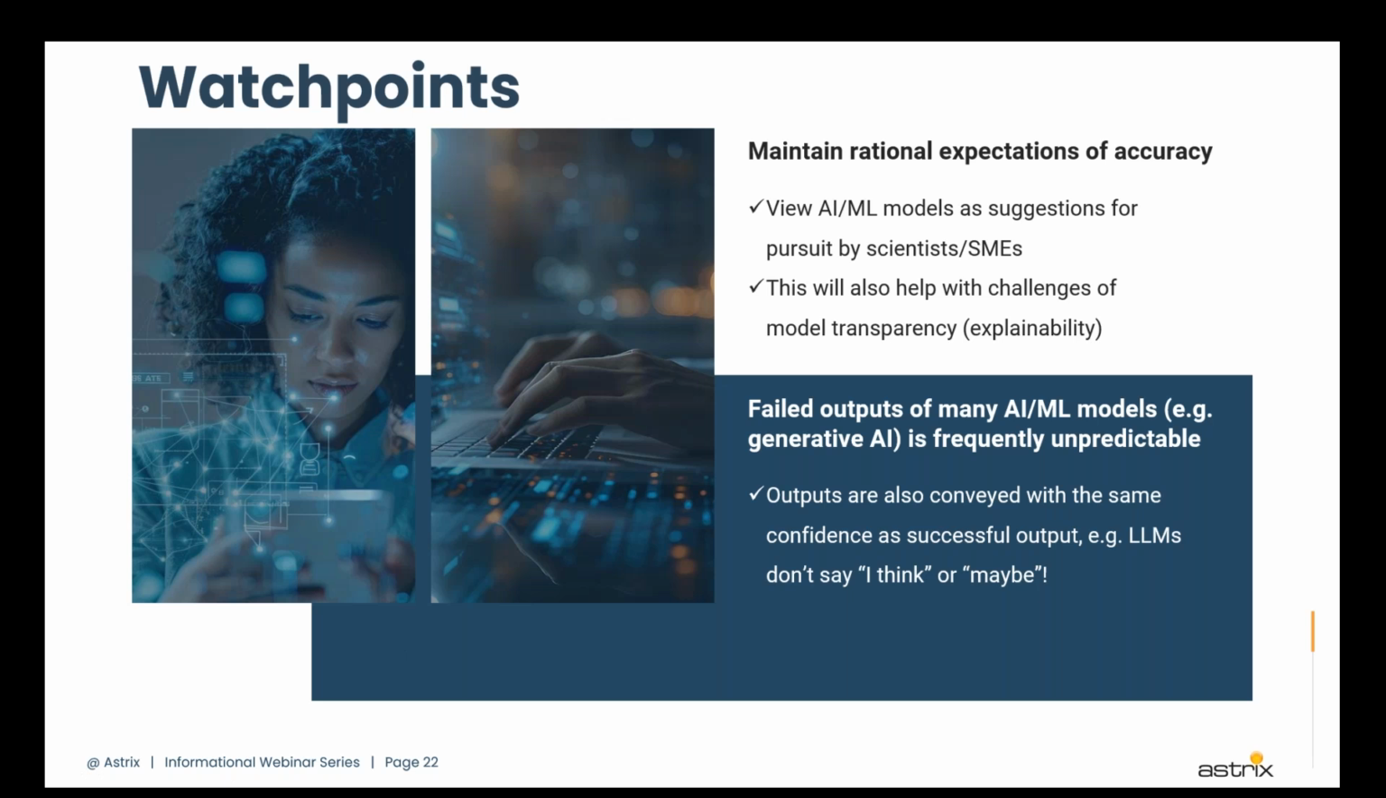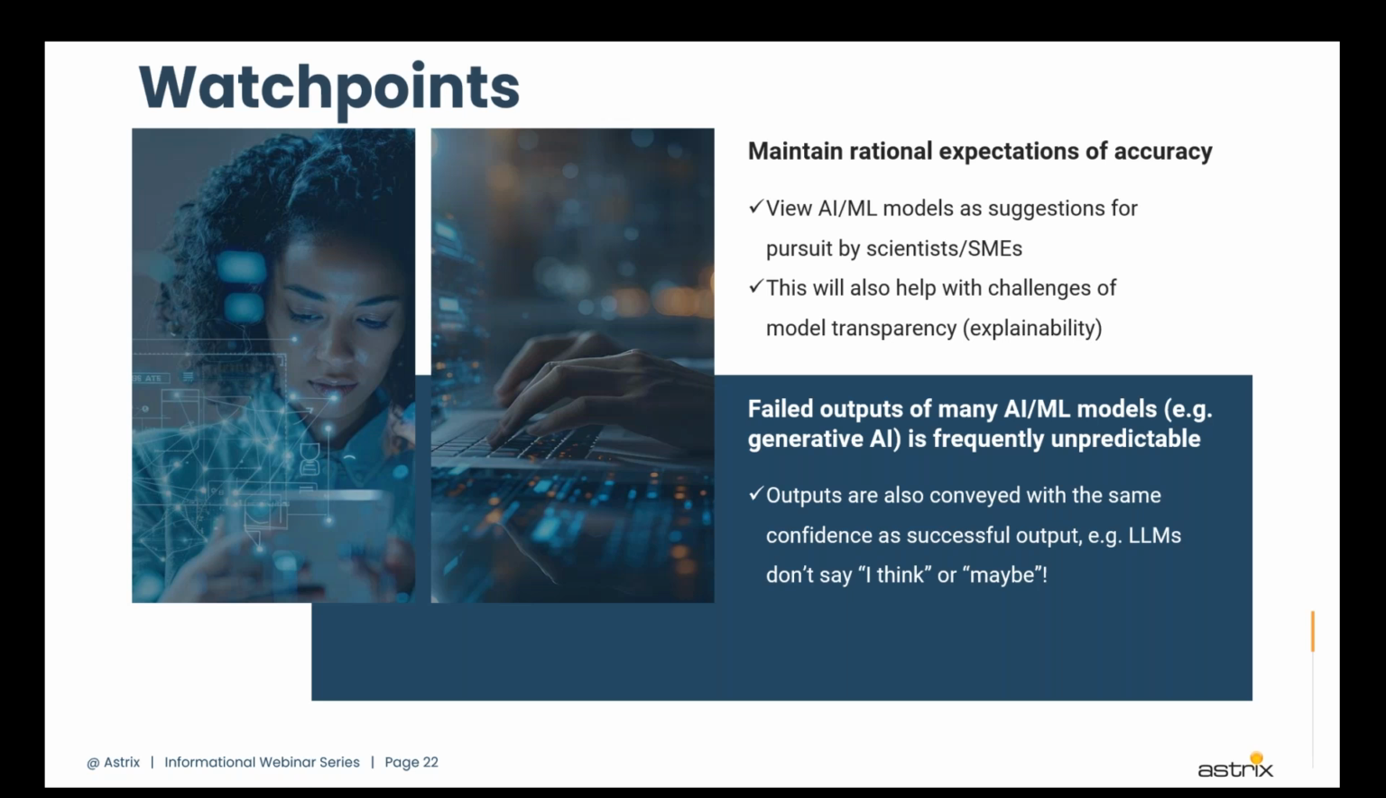Again, back to the hype cycle, I think in general there are a lot of very good things that AI/ML can provide to the life sciences today. Those should be viewed as suggestions that have to be pursued by scientists and SMEs. There are issues of model transparency and explainability, which mean you can't just take what a model does and say, that's the answer.